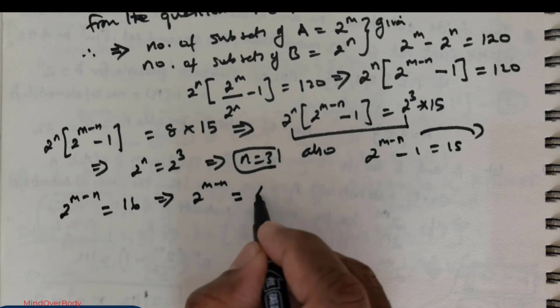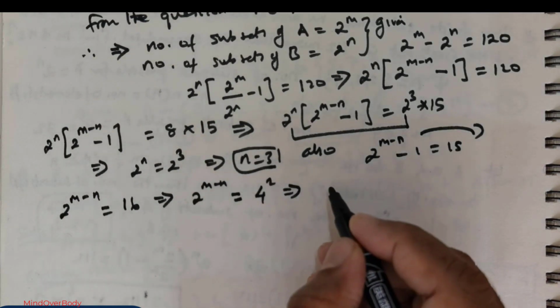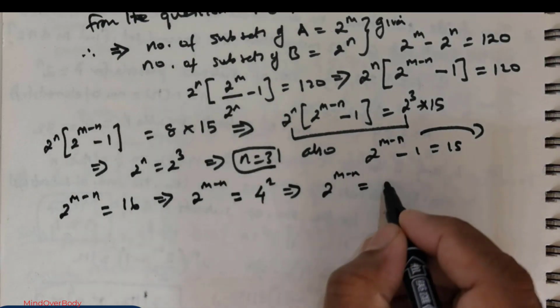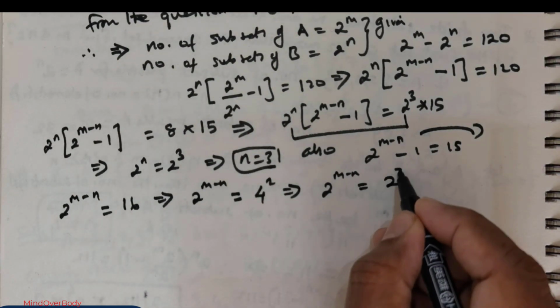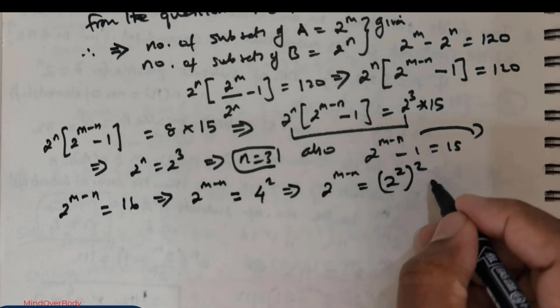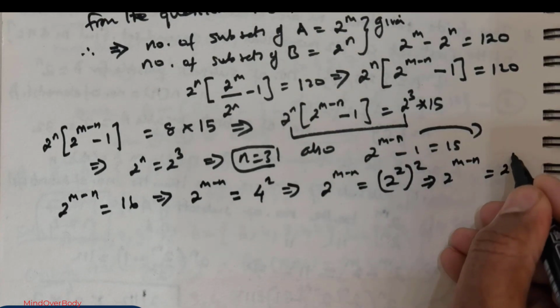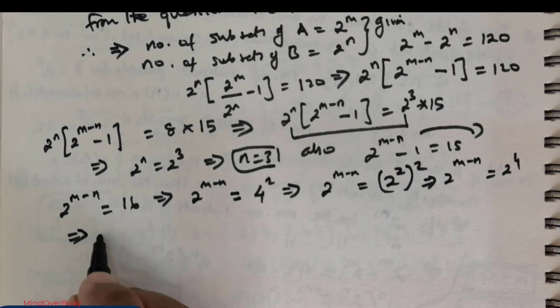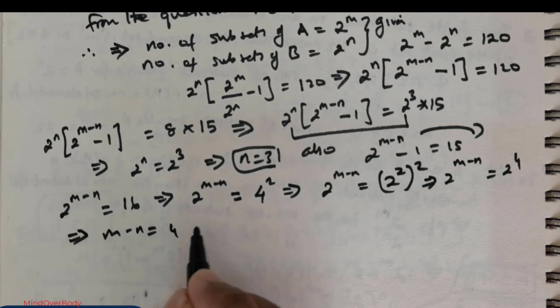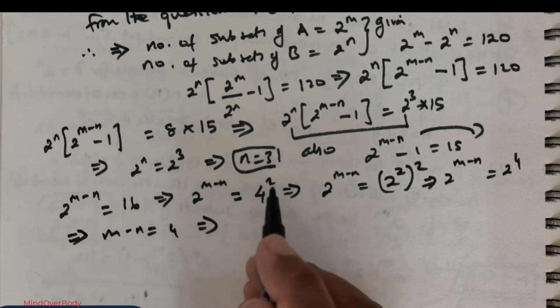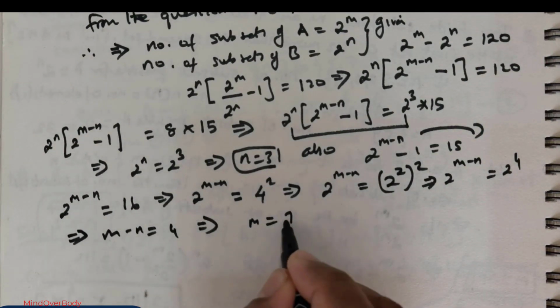Now I can write 16 as 4 squared. This can be further rewritten as 4 is 2 squared, so 2 raised to the power of m minus n is equal to 2 raised to the power of 4. So this would mean m minus n is equal to 4. But my value of n is 3. So therefore m is equal to 7.